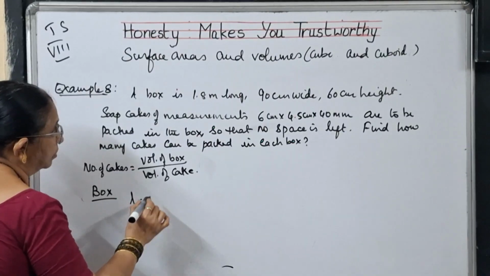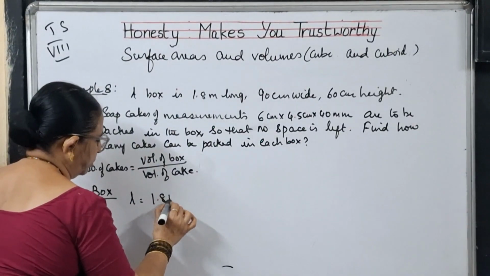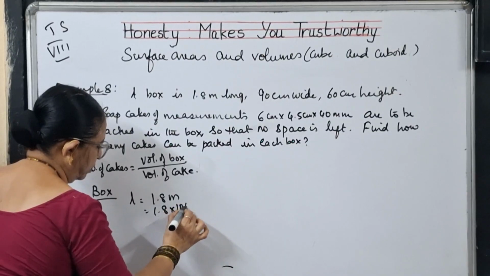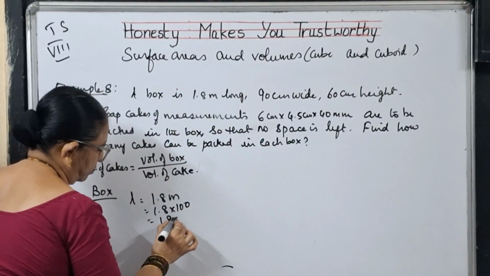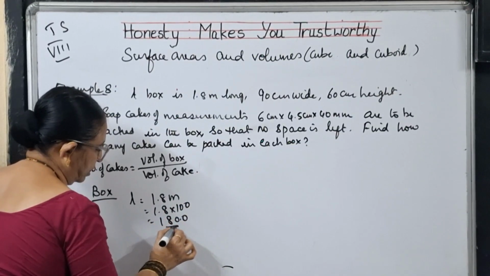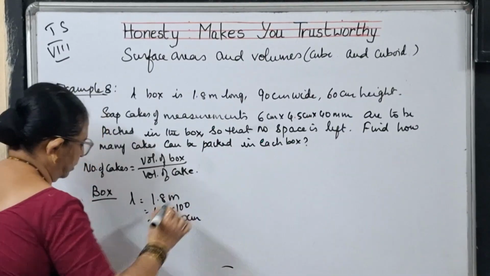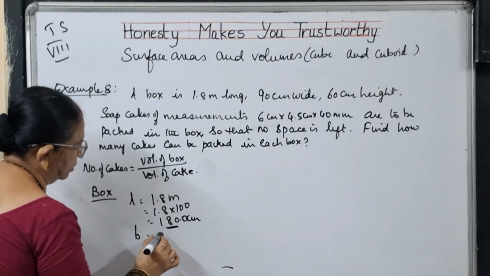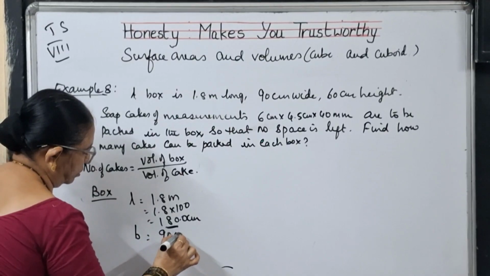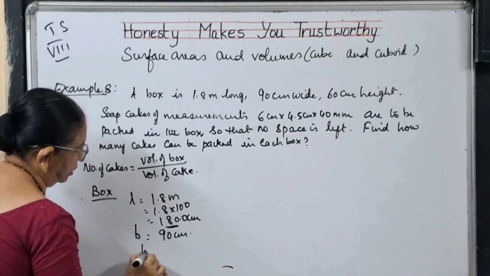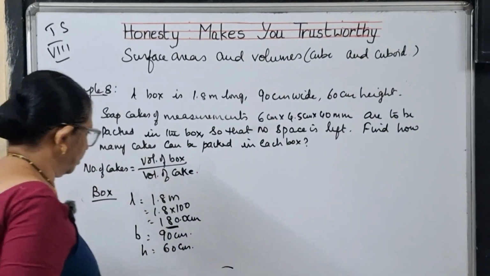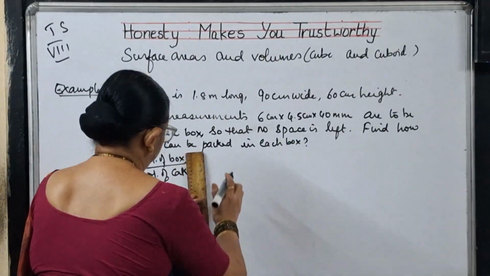Length: 1.8 meters means 1.8 into 100, that is 180 centimeters. What is breadth? Breadth is 90 centimeters and height is 60 centimeters. So, what is the volume?